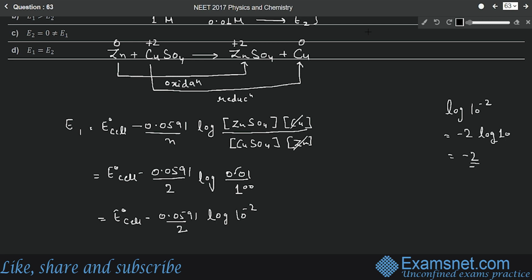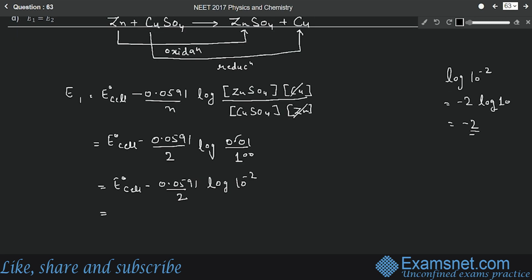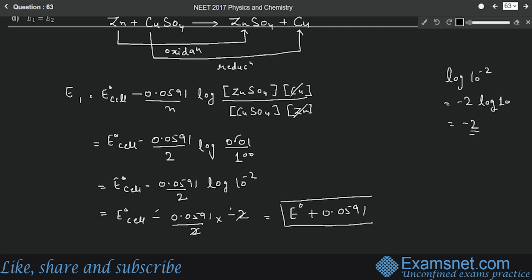Okay, so we'll put the values here. E naught cell minus 0.0591 by 2 into minus 2. Okay, so 2 will be cancelled and this minus and minus will become plus. So the final value will be E naught cell plus 0.0591. Okay, so this is the value of E1.